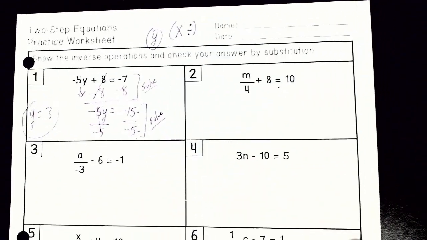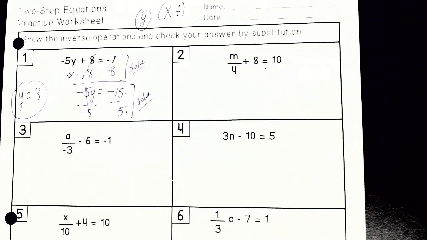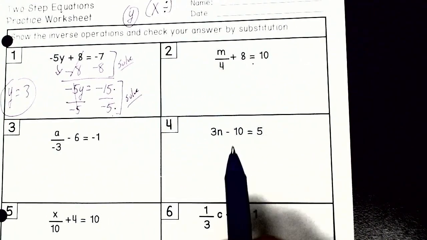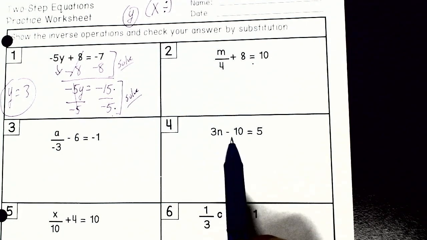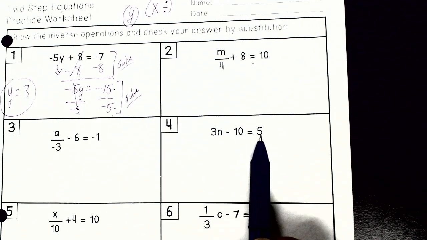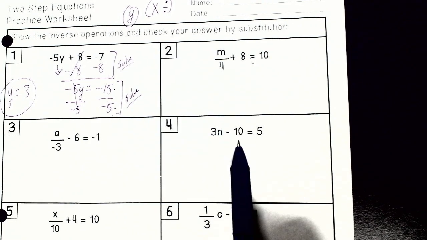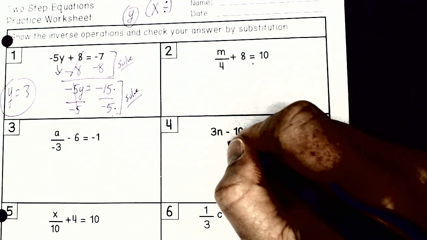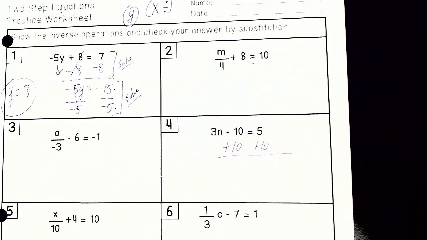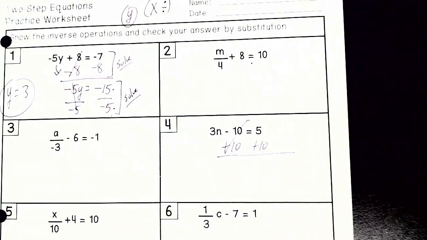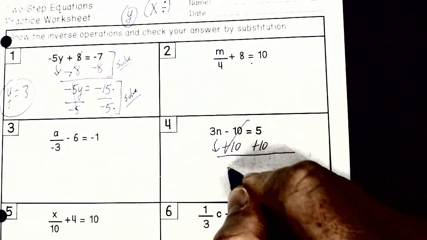Okay, let's do one more. Let's go to 4. Let's see what we have here. I'm trying to get n by itself now. I have 3n minus 10. This time I have a minus 10 instead of a plus. And then I've got 5 over here. So I want to get rid of this first. The opposite of minus 10 is plus 10. I've got to do it to both sides. This cancels. Don't forget, you've got to bring down that 3n.